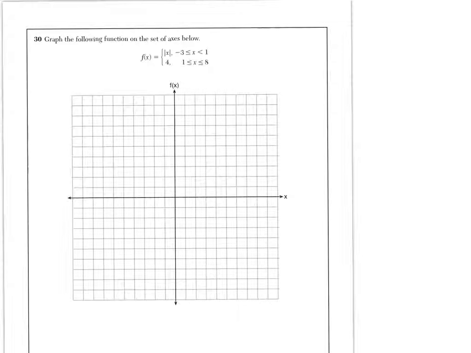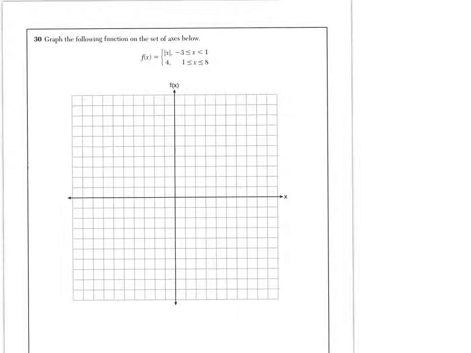In question 30, we have a piecewise function, which means we're piecing together two different functions. So the things that we have to be aware of when we have a piecewise function are their intervals. In this case, we have two functions that are being pieced together. If we had another row, we would have had three functions pieced together.